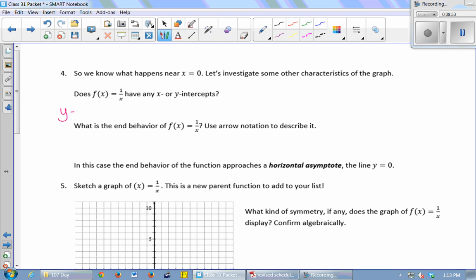Well, to get a y-intercept, we would evaluate f of 0, and you can't do that. It's undefined. And to get an x-intercept, we would set the function equal to 0. Right, and if I cross-multiply this, I would get 1 times 1 equals 0 times x. There's no x value that will make that true. So we have no x-intercepts and no y-intercepts.